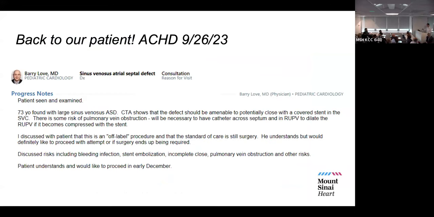And then on the 26th, Dr. Love again saw the patient, reviewed all the imaging, and wrote a very thoughtful evaluation here that we already heard. And the plan in the last line here is that the patient understands and would like to proceed in early December. So that's where we are as of now. Anyone on the panel want to add anything before we close?